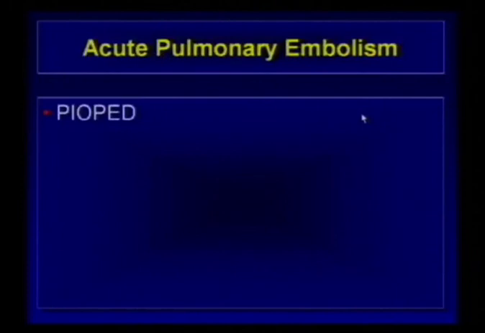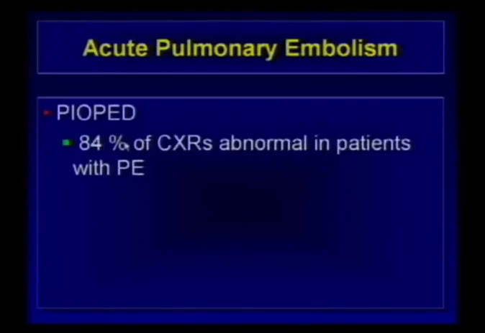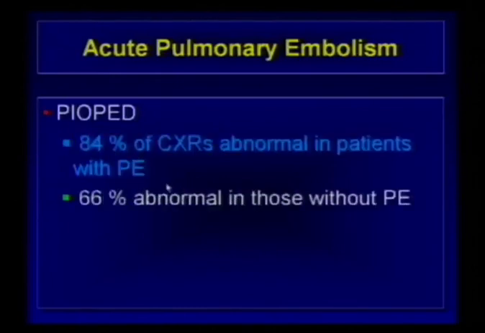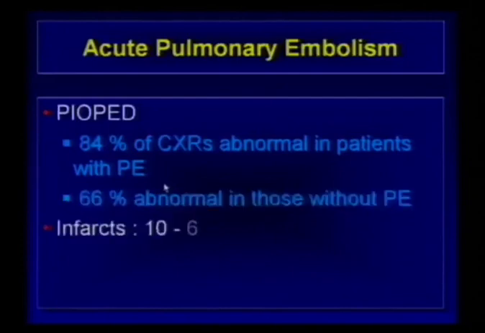How good is a chest x-ray, or how worthless is a chest x-ray in PE, depending on how you want to look at it? In the PIOPED series, about 84% of chest x-rays had some kind of abnormality on them. And you compare that to patients subsequently proven not to have PE who presented with PE in their differential, 66% had an abnormal chest x-ray. So in general, there's going to be some abnormality on a chest film, but very rarely will you find something that should specifically suggest PE.